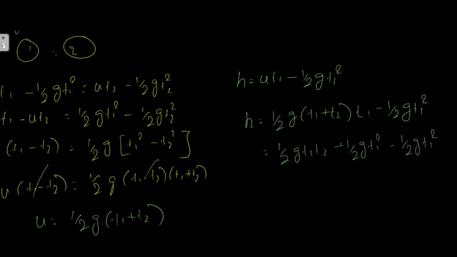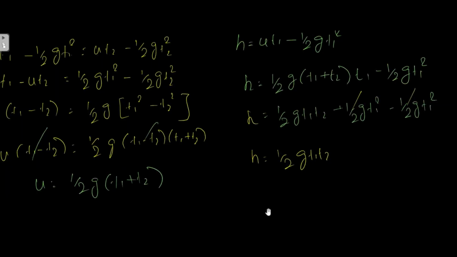So here we can find the similarities, so they cancel each other. H is equal to half g t1 into t2. Clear? We got what the height is. At this height, the ascending and descending position, a mathematical relation we found.